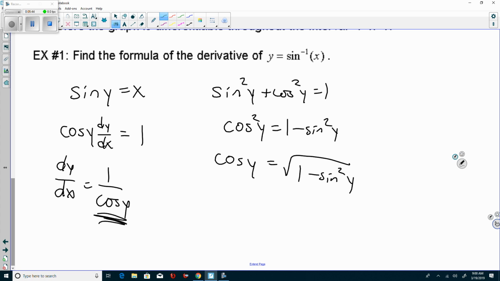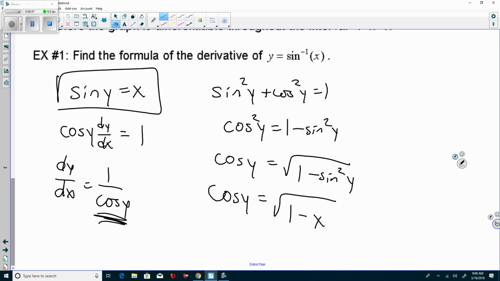Okay. And we just use the positive value. So what do we know? We know sine y equals x. Therefore, we have cosine y equals the square root of 1 minus x squared, because you're substituting in the sine y as an x. Okay, does that make sense where I solve for cosine y? So I'm just giving you the validation of where the formula comes from.